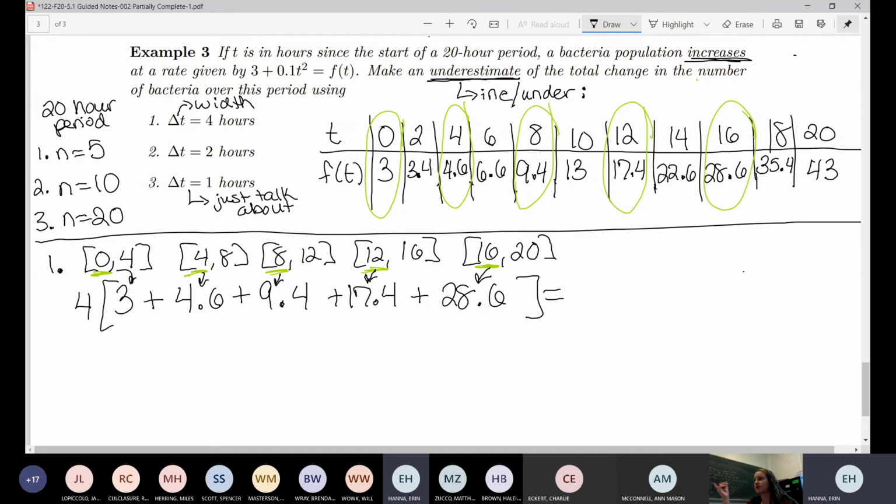So we broke it up into its intervals in terms of lengths of 4, widths of 4. And then we took the left-hand side for our y values, punched that into a calculator. You'll get 252. I'll wait a couple seconds in case there are questions on that one before we do part 2.